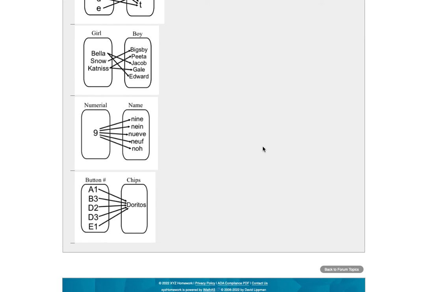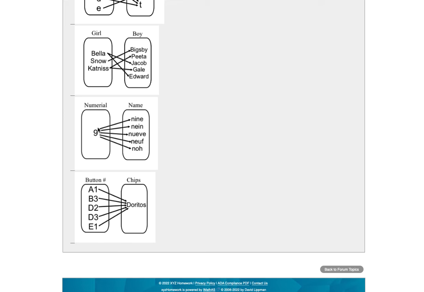For this one, not a function at all. So the input is 9, and then the output is, there's all these different ways to say 9. And so for the same numerical value, there's lots of different word names for it depending on the language. And then this one is still a function.